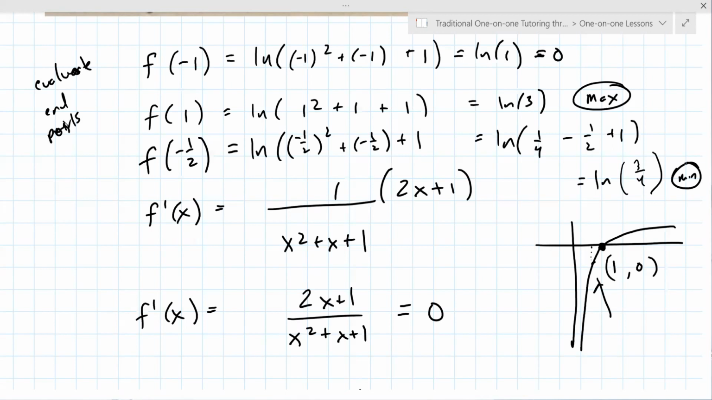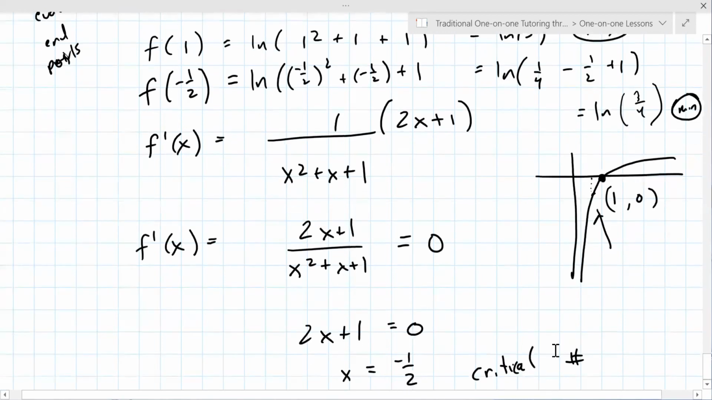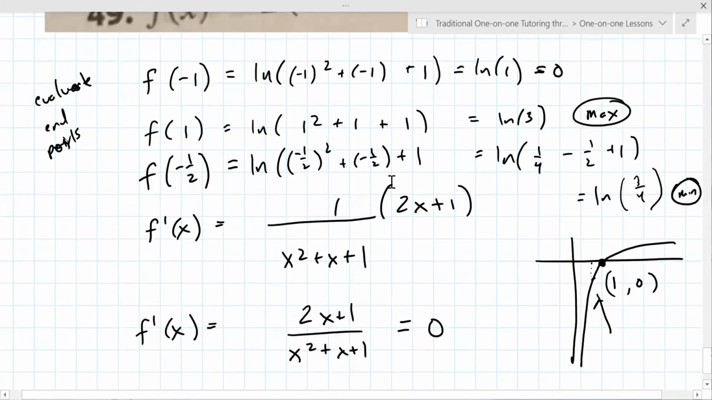So again, the recipe, I'm big into these recipes. You have to evaluate the endpoints, which we did. That's pre-calculus stuff. Then you have to take the derivative, which is your calculus stuff. Then you set your derivative equal to 0 and find the critical number. That critical number you have to evaluate back in the original. Now you might have two critical numbers. If you do, you have to evaluate them both.